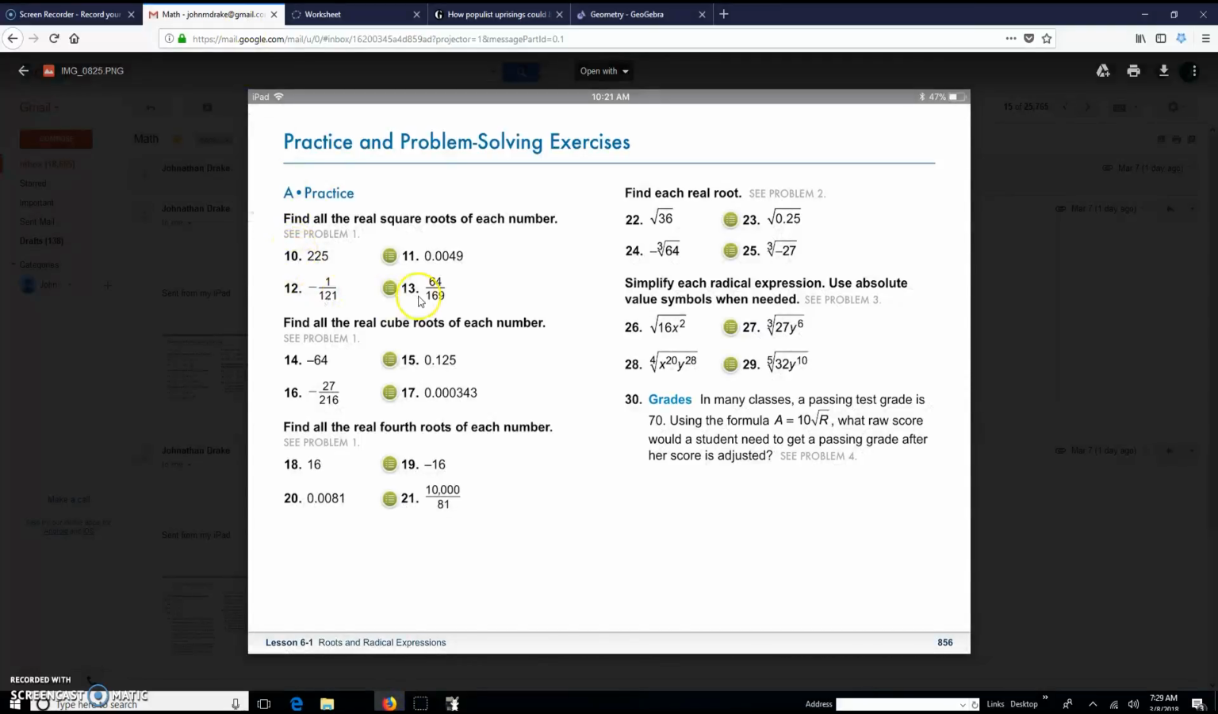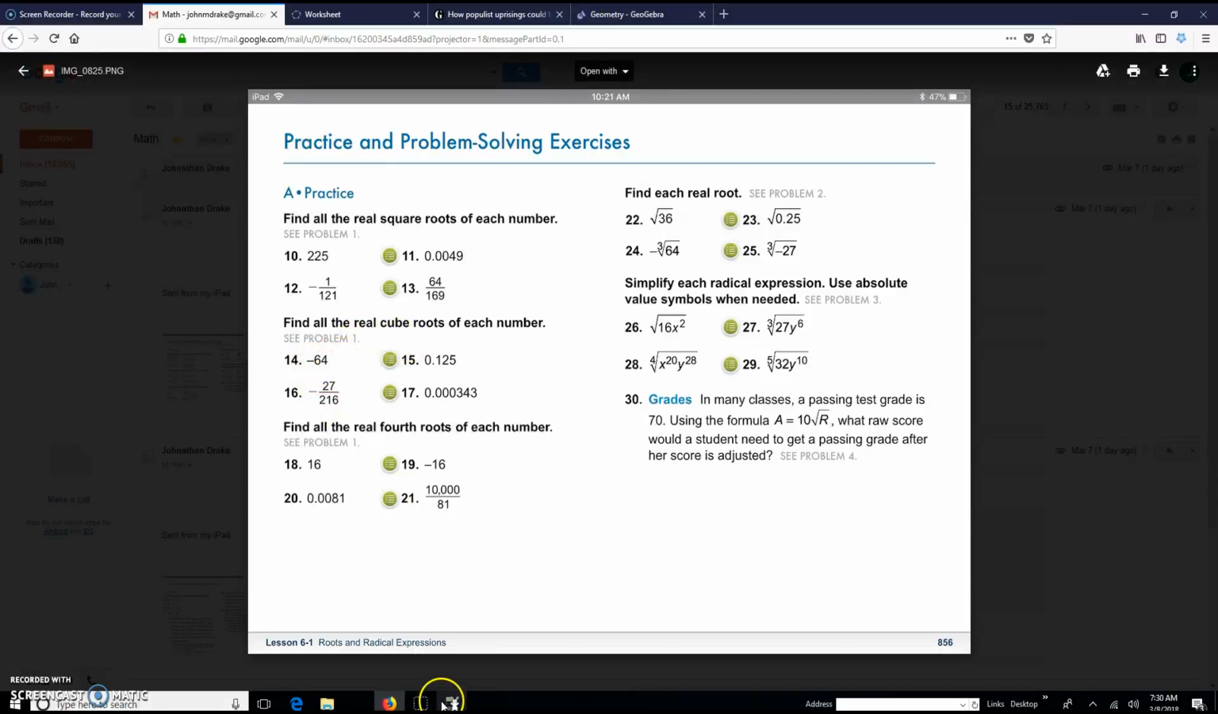Okay, this is review for lesson 6-1, Algebra 2. We're finding square roots of each number. Problem number 10 is pretty straightforward. You just use your calculator, square root of 225, it's going to be 25. Problem number 12, you can't take the square root of a negative number, so there's no real roots, they're imaginary roots.